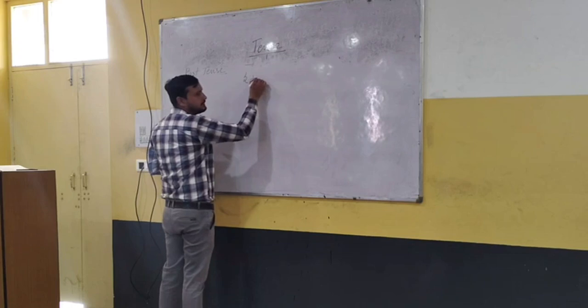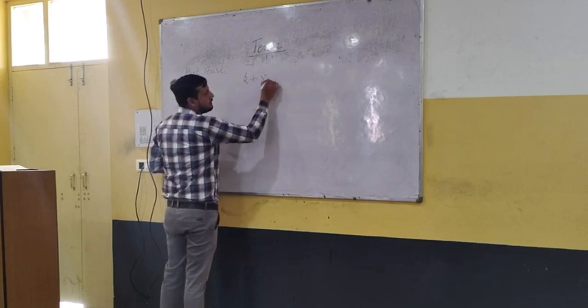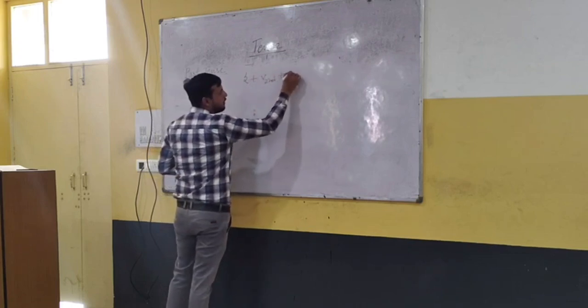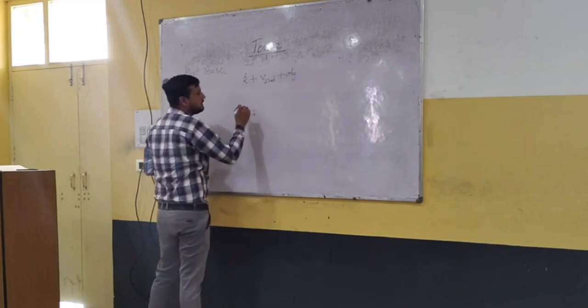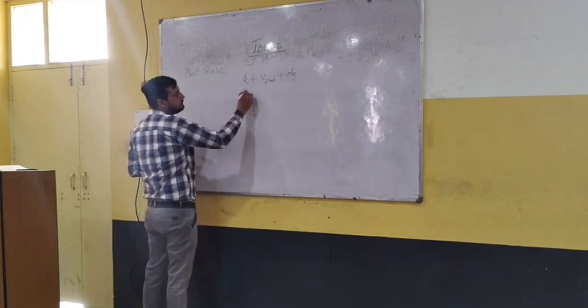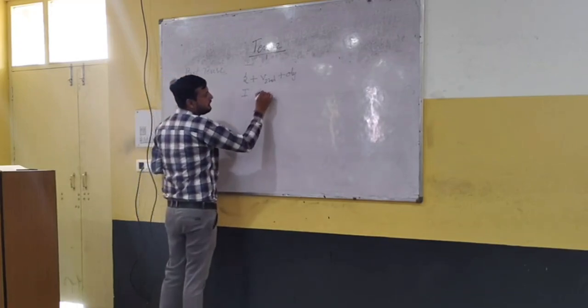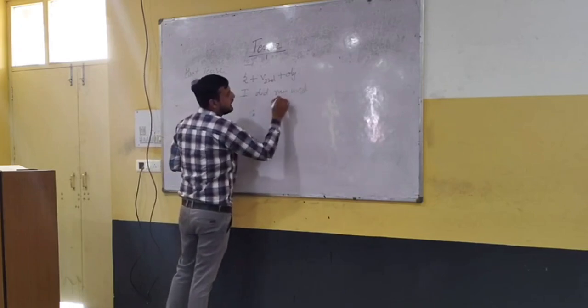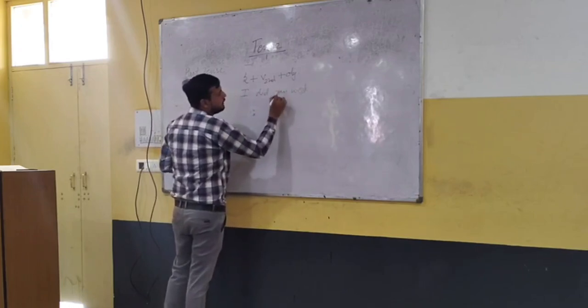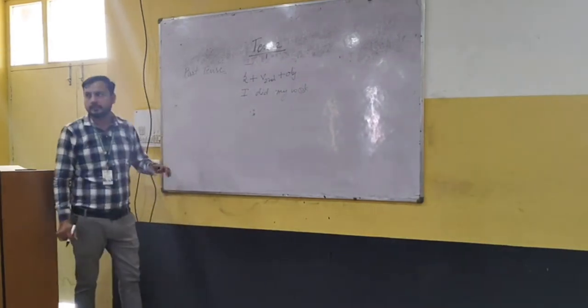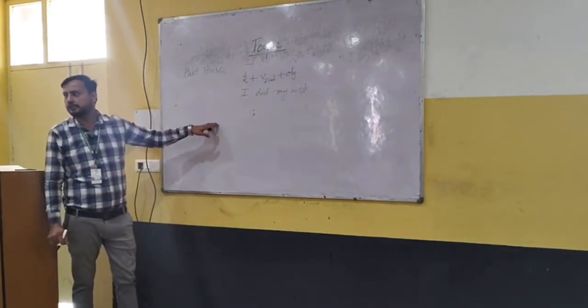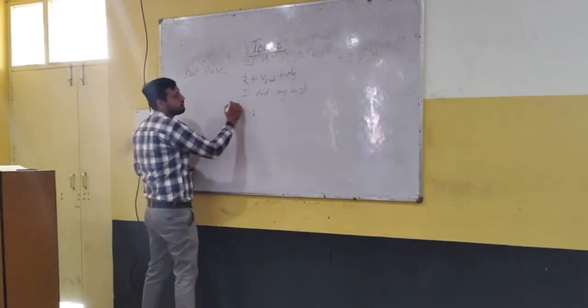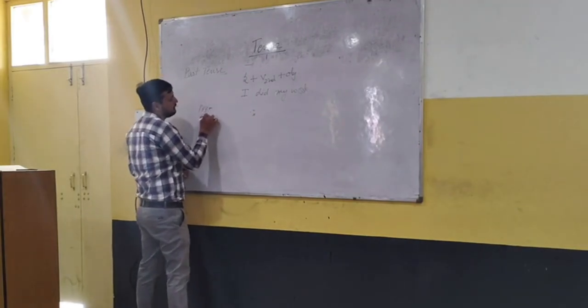Subject plus second form plus object. Clear? For example, I did my work. Clear? I did my work. Now I am going to make the negative of this sentence.